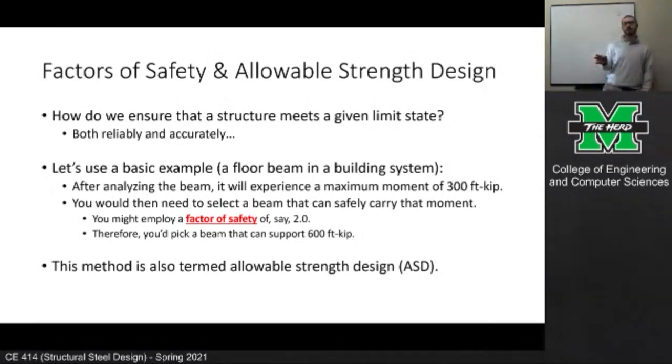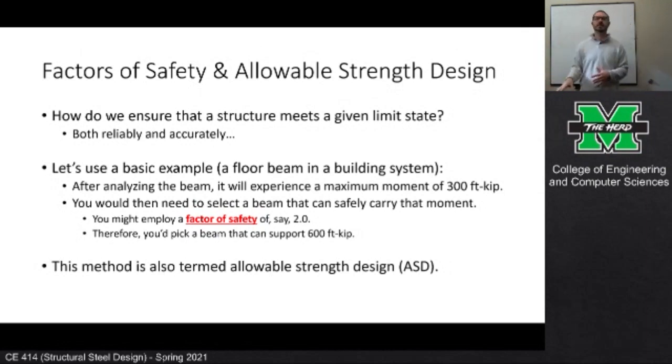I'm just making that number up, okay? Well, the question becomes, am I 100% certain about that number, that 300 foot kips? Can I reliably bank on that? Most structural engineers and most engineers in general will say no.